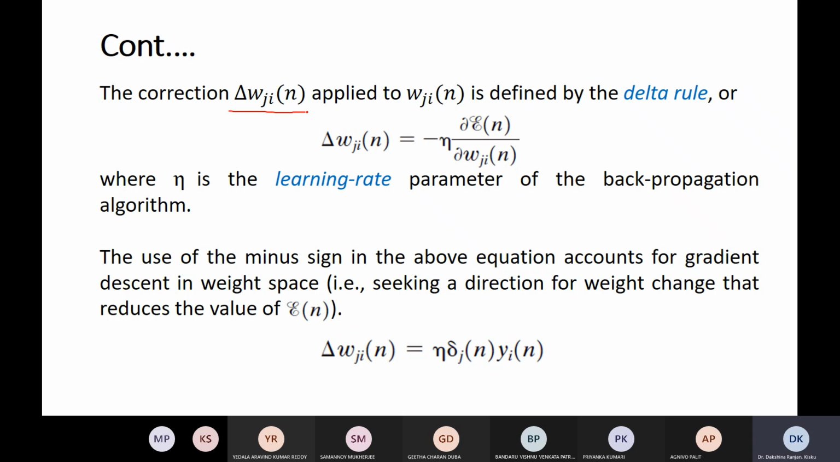Now the corrections that we obtained for updating the initial weights, or the weights in the previous layers, can be applied to w_ji(n). If this is the initial weight, or the weight at the previous layer, then it can be modified by defining the delta rule. What is the delta rule? The delta rule says that we can obtain delta w_ji of n as minus eta times the partial derivative of f of n with respect to w_ji(n). This is the partial derivative with respect to the weight, which is multiplied by eta. This eta is nothing but the learning rate.